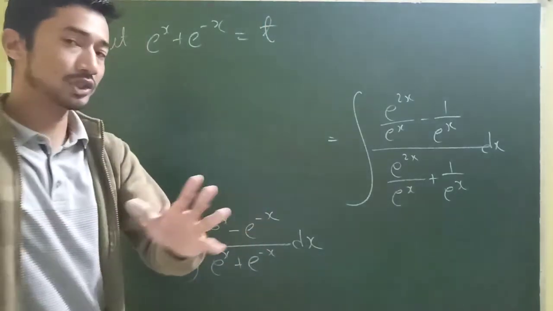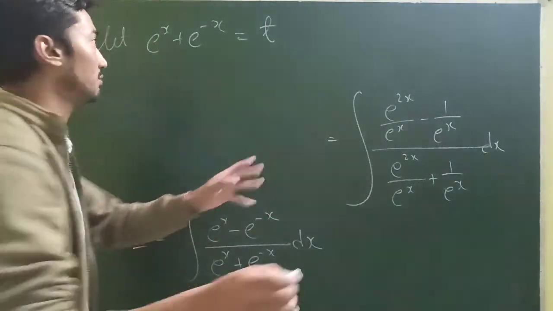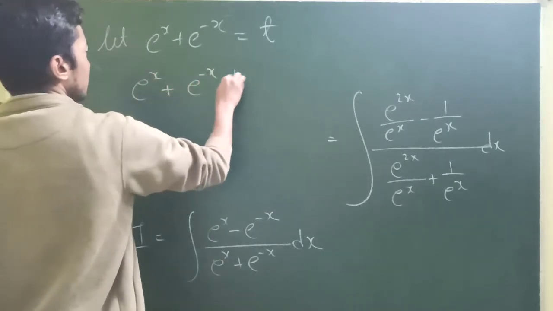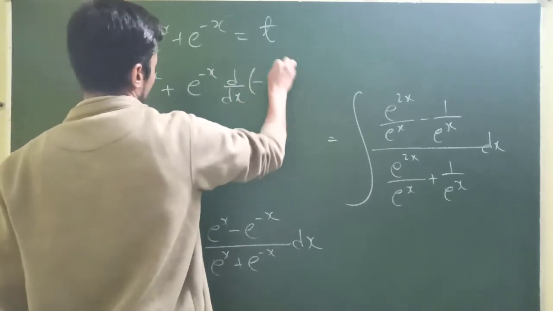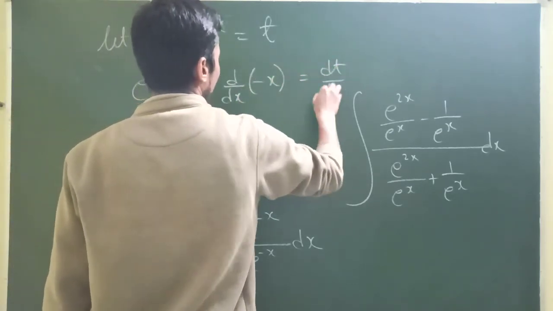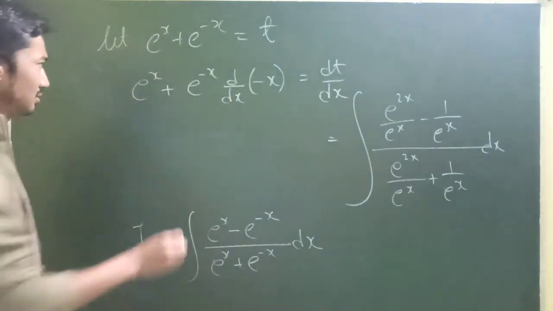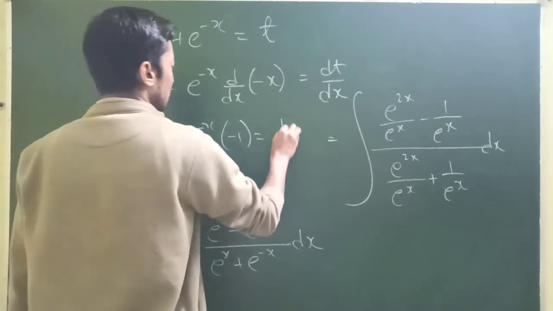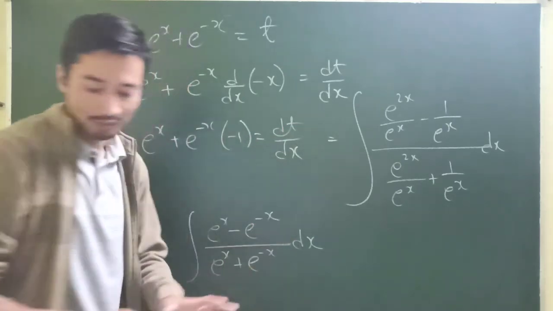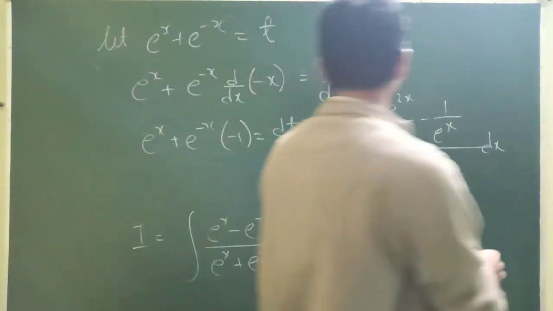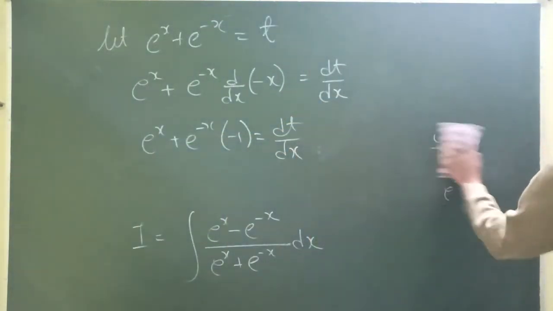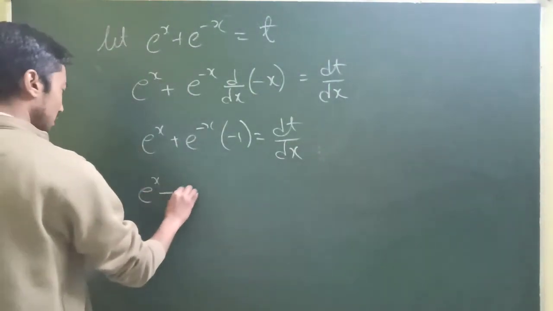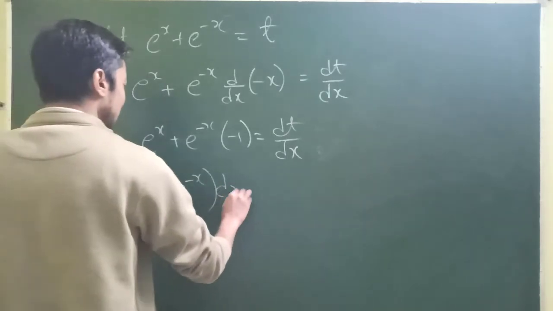I hope you haven't forgotten the chain rule differentiation. You can always check the videos which I've made for you. Now differentiating both sides, e power x will be e power x, e power minus x will be minus e power minus x, but the chain rule will continue. I don't want to be talking too much again on the chain rule of differentiation. This is well known to all of you. So e power x plus e power minus x times minus 1. Here I'm writing dt by dx, just to be more arranged, so that I don't confuse with too many stuffs. So that's going to be e power x minus e power minus x dx is equal to dt.